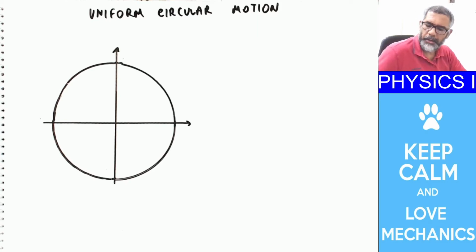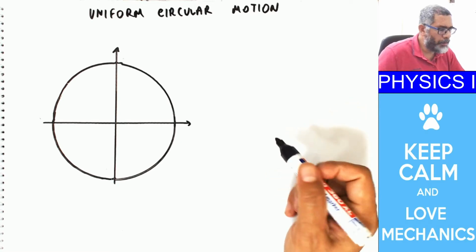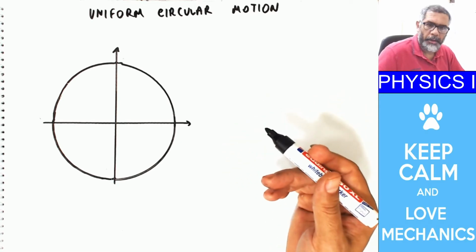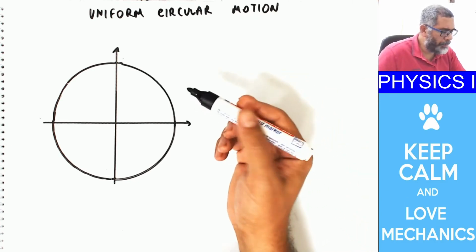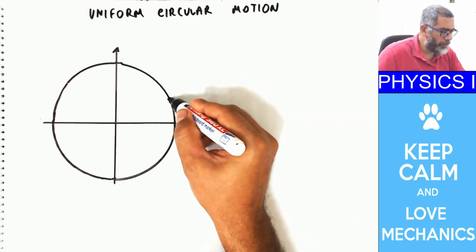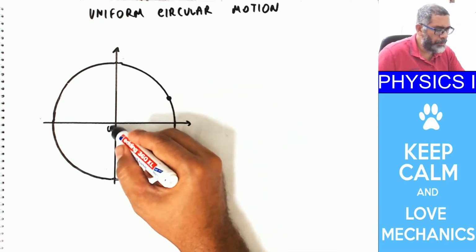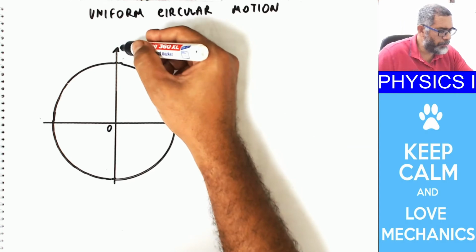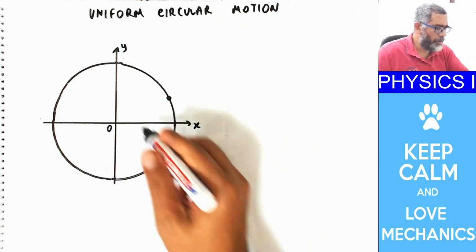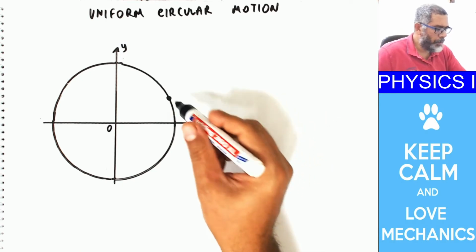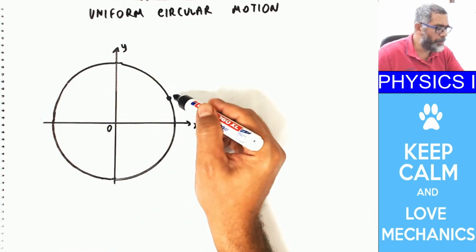I will discuss a very special type of motion in 2 dimensions. It's called circular motion. Suppose you have an object which moves around a fixed point in a coordinate system. Let's put my coordinate system y and x. These are the axes.